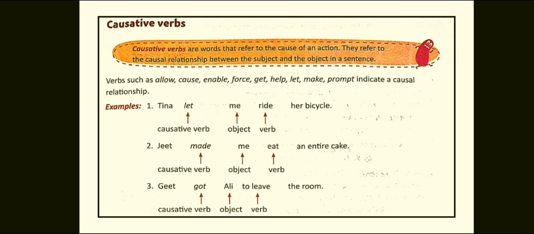Second example, Jeet made me eat an entire cake. The use of the verb made in sentence 2 means forcing someone to do something, that is the action of eating an entire cake without the active wish of the speaker, the result of Jeet's persuasion. So the structure is: make plus someone plus verb. So you have to remember the structure of causative verbs.